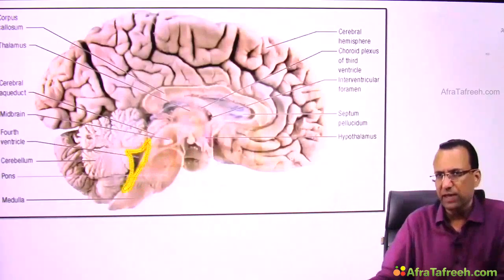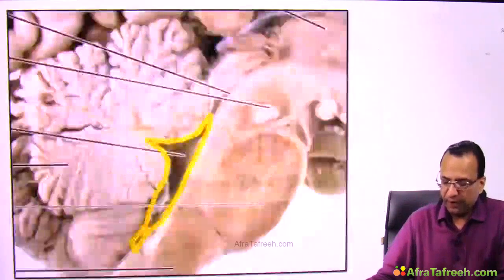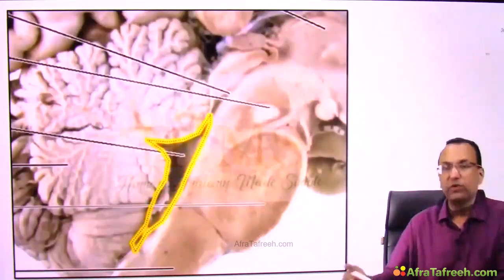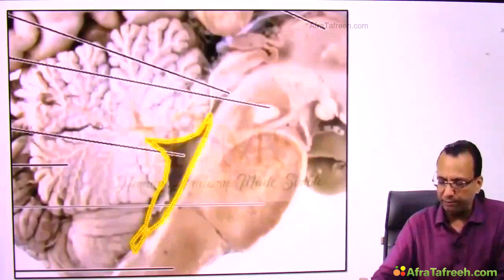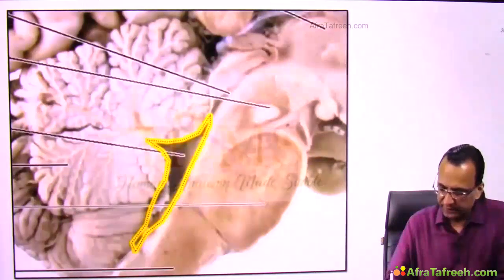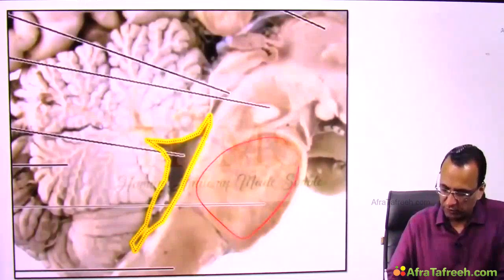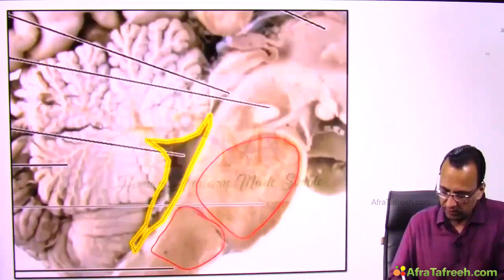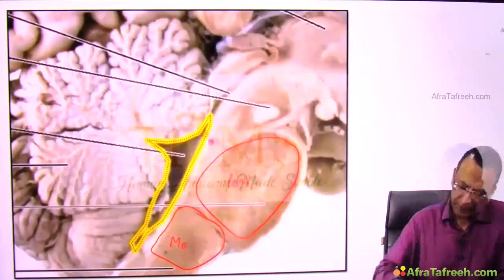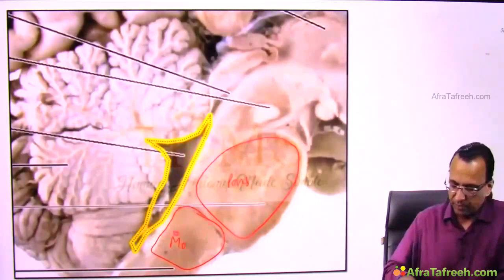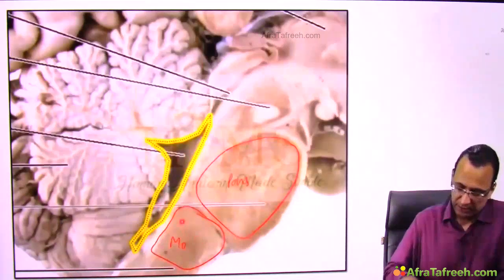Let us magnify the diagram. You find that when we are talking about the fourth ventricle, what is going to be the floor is in fact the pons, and along with the pons you will also find upper half of the medulla oblongata. It is dorsal view of the pons and also dorsal view of the upper half of medulla oblongata.